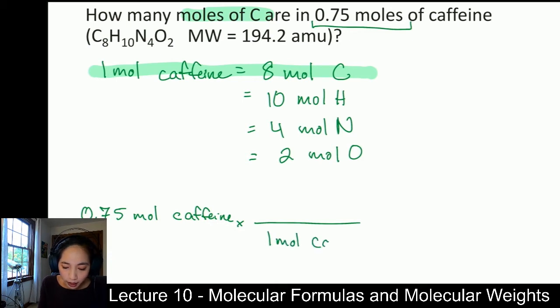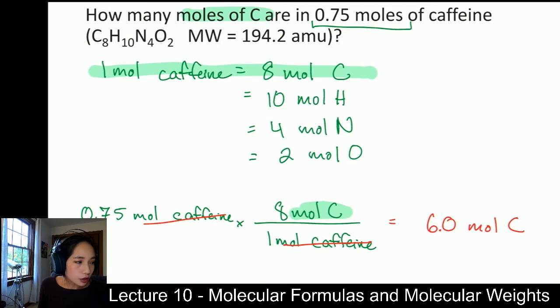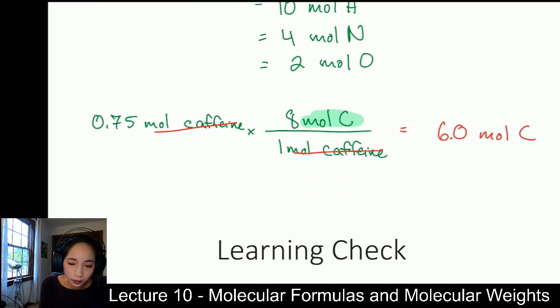1 mole of caffeine over 8 moles of carbon. So see how moles of caffeine cancel, and now we're just left with moles of carbon. So if you stick that into your calculator, you will get 6.0 moles of carbon. So we could figure out moles of hydrogen also, if we wanted to do that.